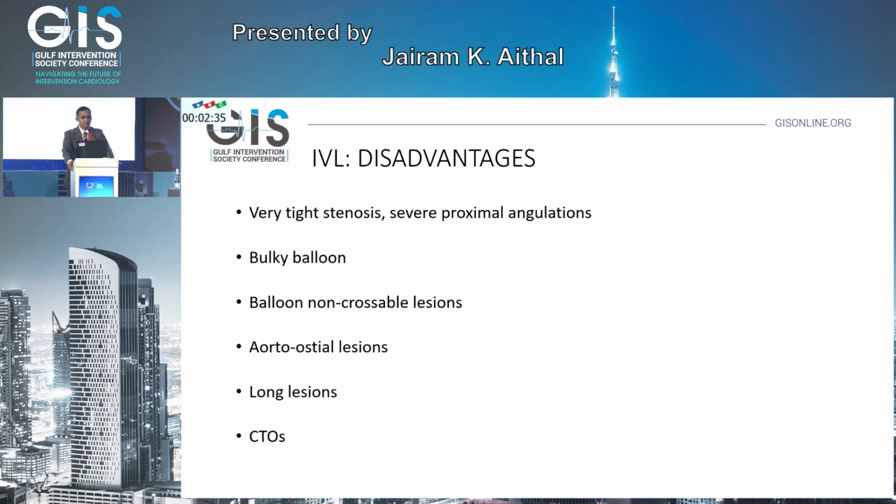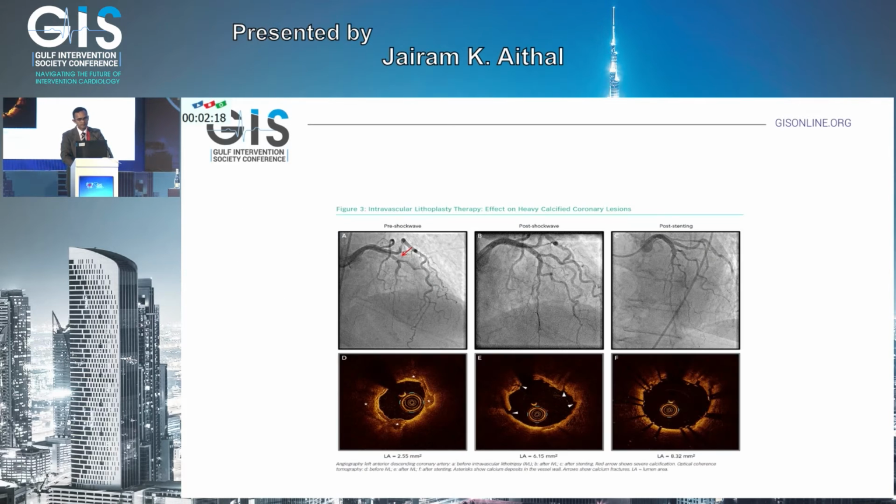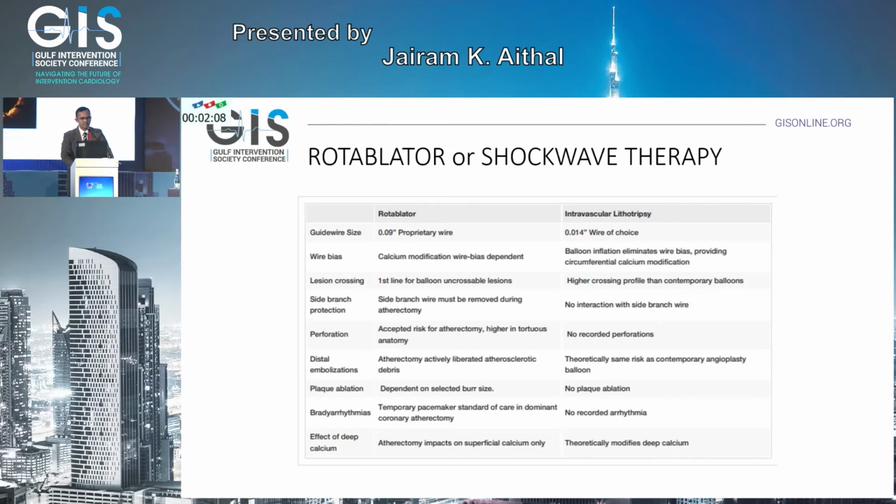Disadvantages? Well, uncrossable lesions, severe proximal angulations. It is a bulky balloon. It has a learning curve. It's a small balloon, so you'd have to use it for a longer period of time, increasing X-ray exposure if there is a long lesion. And certainly for CTOs, you can't put a balloon of that size. So this is an example where in figure E, you can see the fracture in the calcium following use of an IVL, and therefore helping in the placement of the stent.